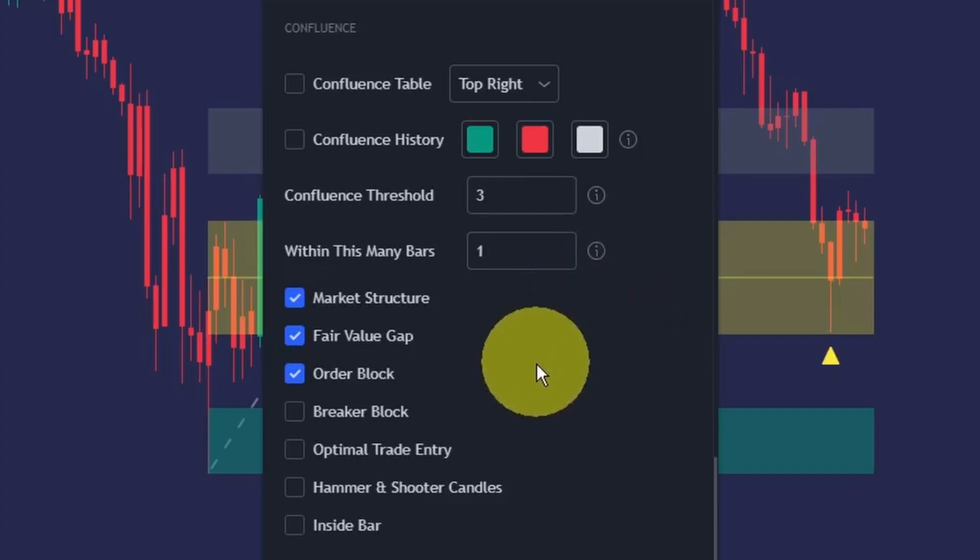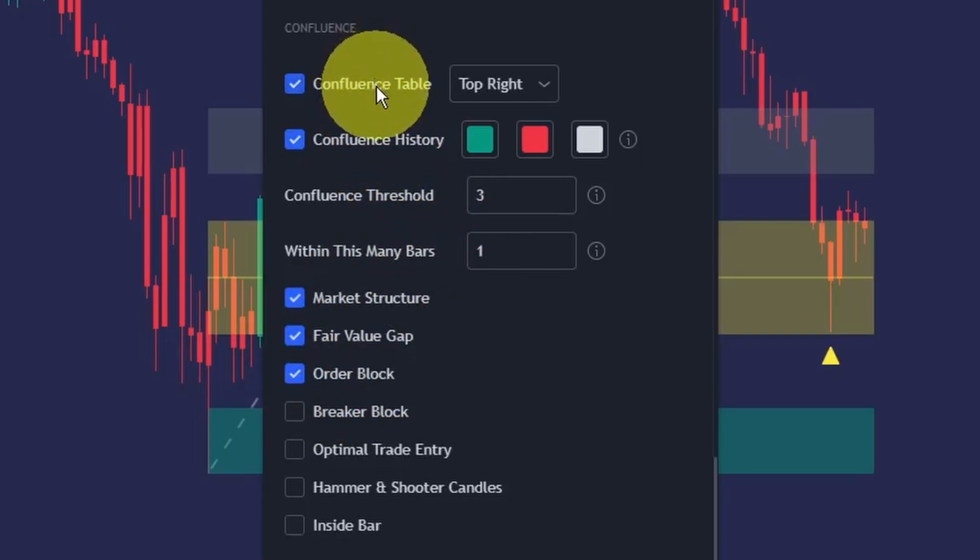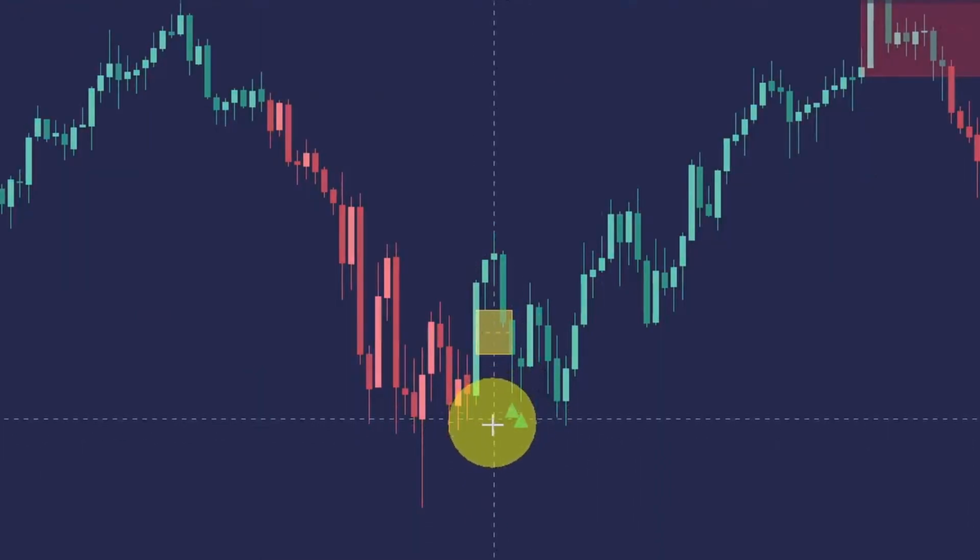And lastly, we also have this confluence section where we can essentially build our own trade model to track when potential setups may occur. For example, if I want to look for setups with fair value gaps and order blocks that also have supporting market structure on the current time frame, I can make these selections and show the confluence history and the confluence table, and it'll plot instances where all those factors are lining up.